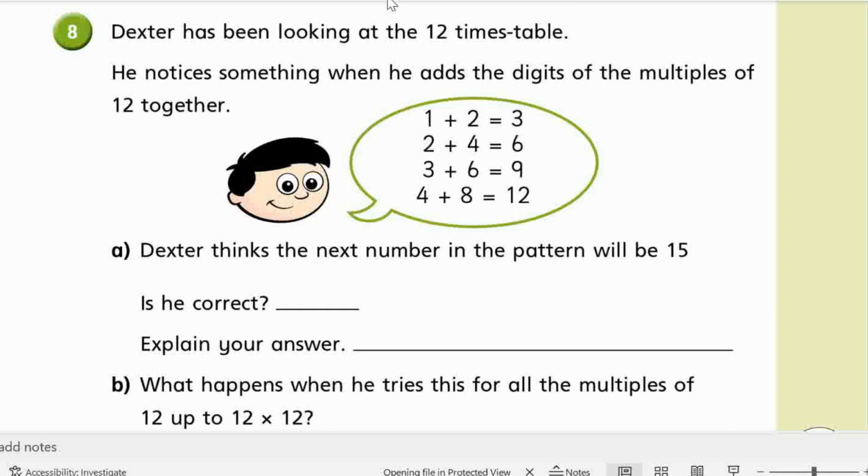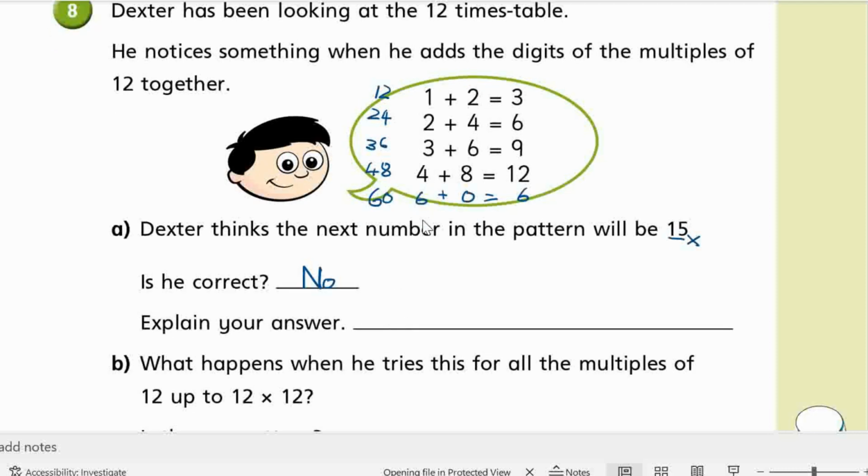Well, the 12 times table is 12, 24, 36, 48. What's next in the 12 times table? 60. So then we need to do 6 plus 0, and that gives us 6. Yeah, and that doesn't work. It's not 15, is it? So your answer is no. He is adding the digits from the 12 times table.